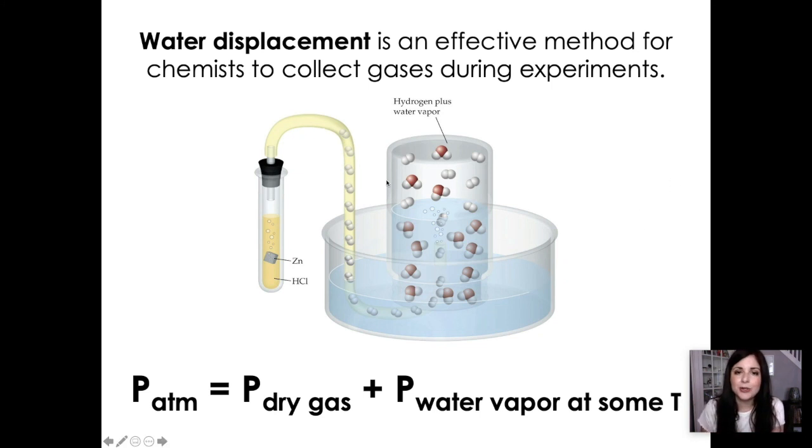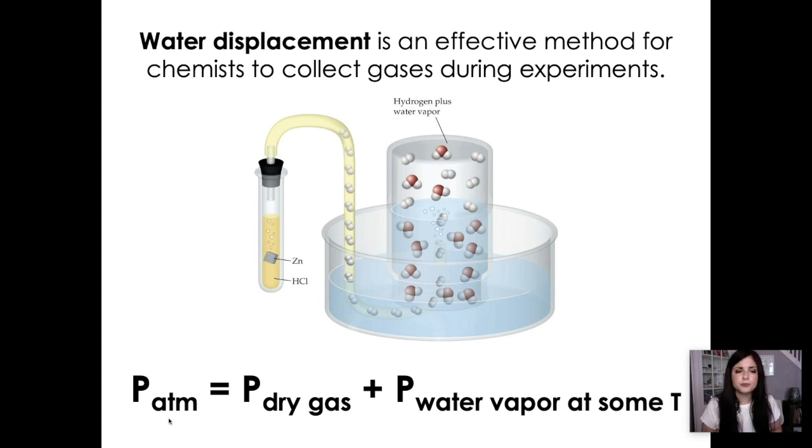Because it's not going to be equal to atmospheric pressure, because we also have some water vapor molecules in there. So we can use this second form of Dalton's law of partial pressures. It's still Dalton's law, just a variation of it for this particular method of collecting gases. So atmospheric pressure, that's what this is right here. That would be whatever the barometer reading is for that day.